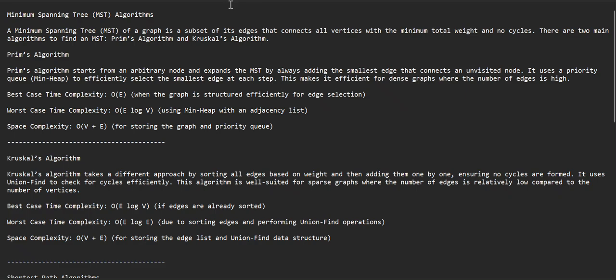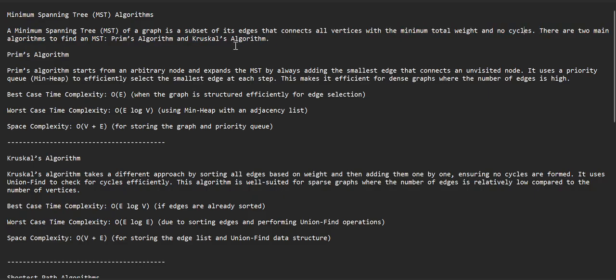My name is Jitan. Today I am going to explain some minimum spanning tree algorithms. A minimum spanning tree of a graph is a subset of its edges that connects all vertices with the minimum total weight and no cycles.